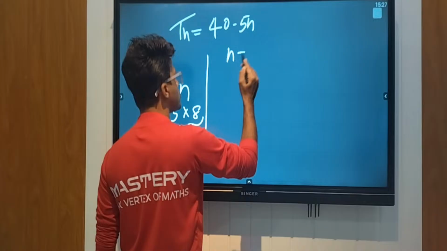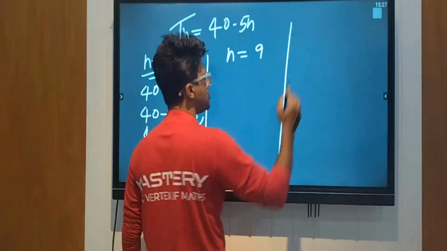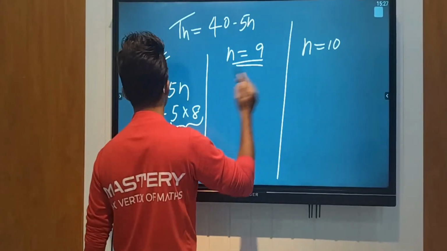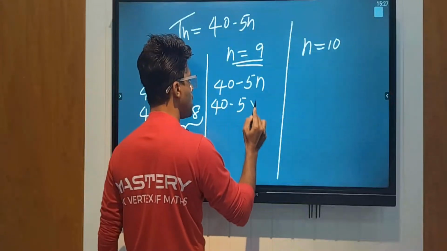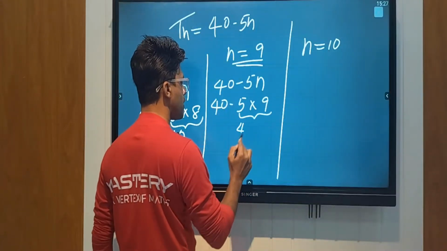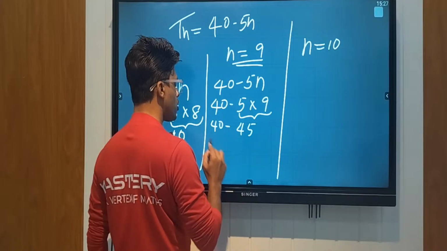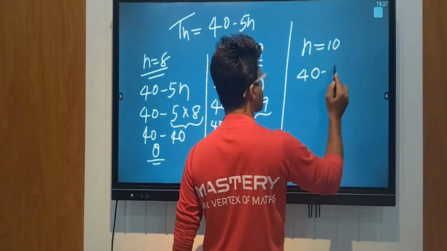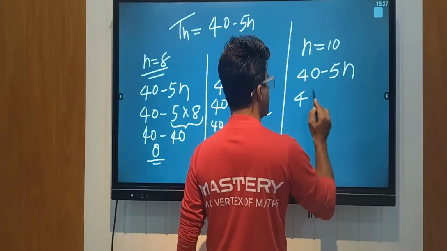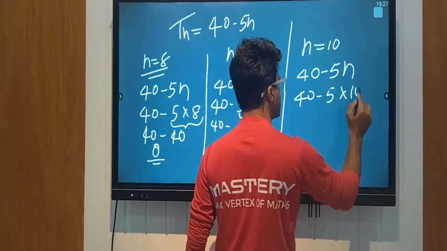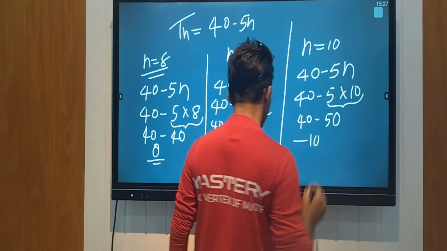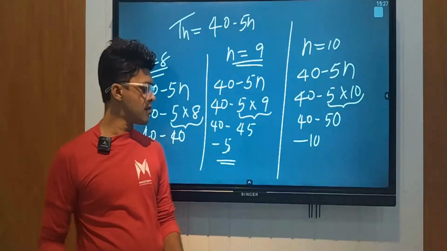Let's get two values here, the 9th term and the 10th term. 5n, 40 minus 5 times 9. 5 times 9 is 45. So 40 minus 45 is minus 5. I taught you this one. So let's get the other term as well. Then 40 minus 5 times 10. 5 times 10 is 50. 40 minus 50 is minus 10. You could see this relation.